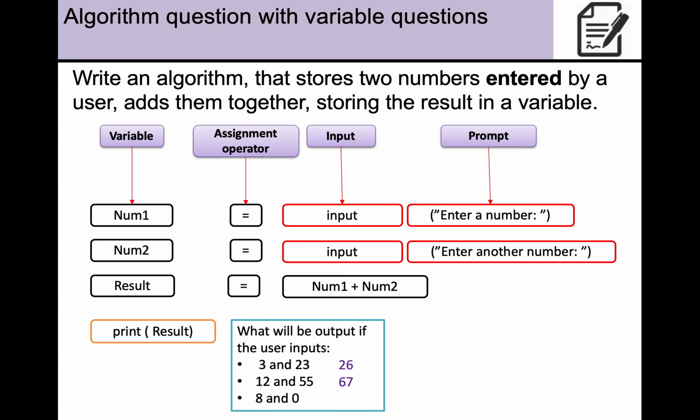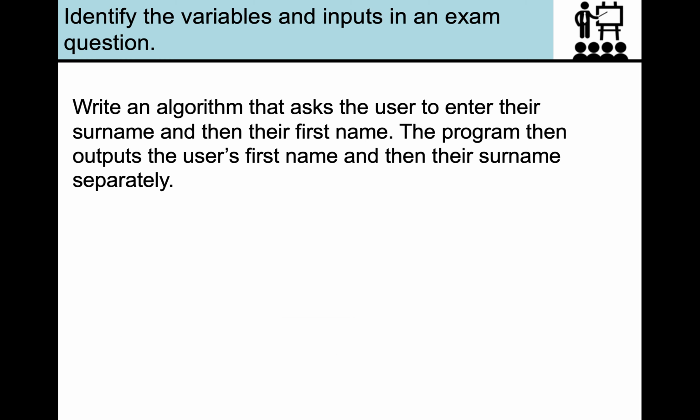Okay, so if you round them through, you should have gotten 67 and 8 as the outputs to the next two inputs. So we're going to take a look at one more example, and it's going to be about how we identify the variables and inputs in an exam question.